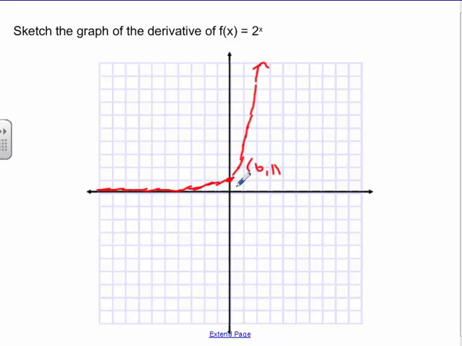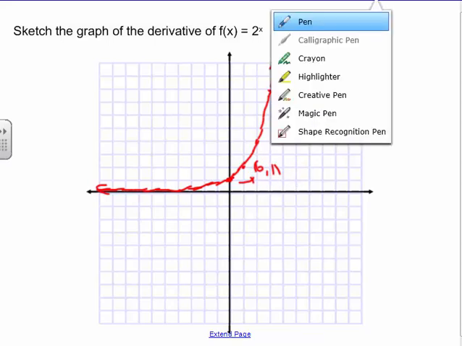Let's see. 0 goes through 1. Well, let me see if I can make this a little bit more accurate, just because it's going to make a difference as we go forward. 0 goes through 1. 1 would go through 2. 2 would go through 4. 3 would go through 8. There we go. That's a little bit more. I mean, they all look roughly the same, right? But I want to make sure I get the growth factor correct. So there's my 0 and 1 right there. So there's our graph.